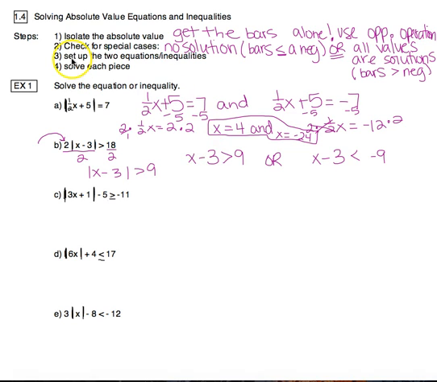So I did step 3. Step 4, solve each piece. This one's easy to solve. We just add 3 to both sides to get that x alone. So I have x is greater than 12, or when I add 3 to both sides here, x is less than negative 6.